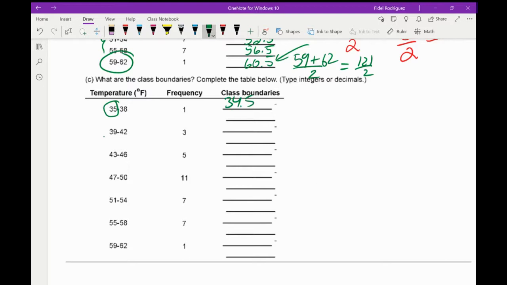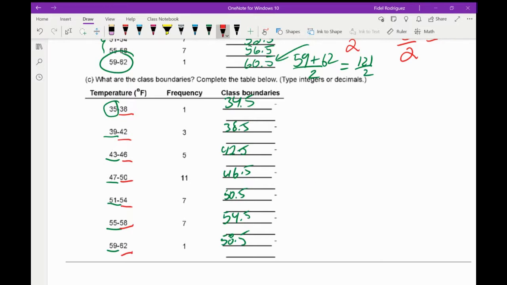34.5. I'm going to do that for each of these numbers. So now this is 38.5. This is 42.5. This is 46.5. This is 50.5. This is 54.5. And this is 58.5. Okay. And now what I'm going to do to find the upper limits, it says add 50 cents to each of those numbers. So this is now going to be, let's see.